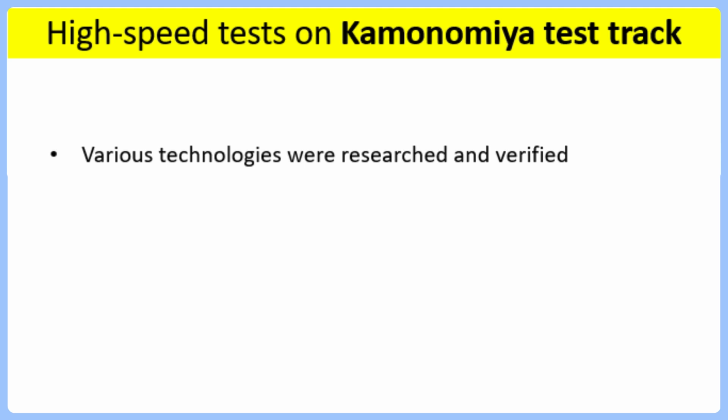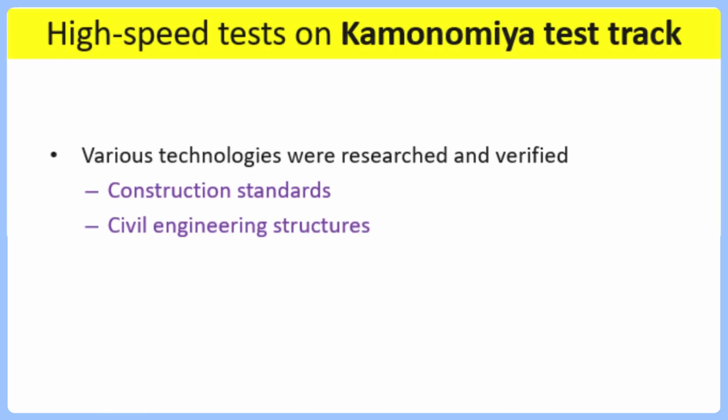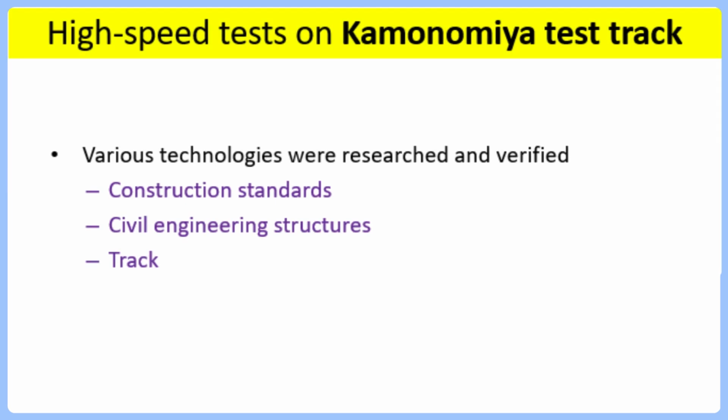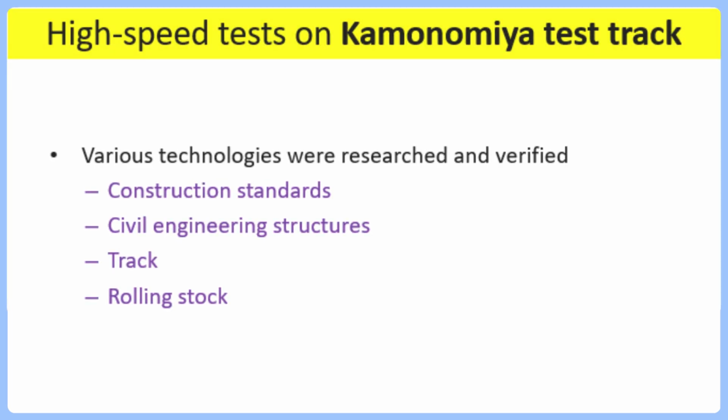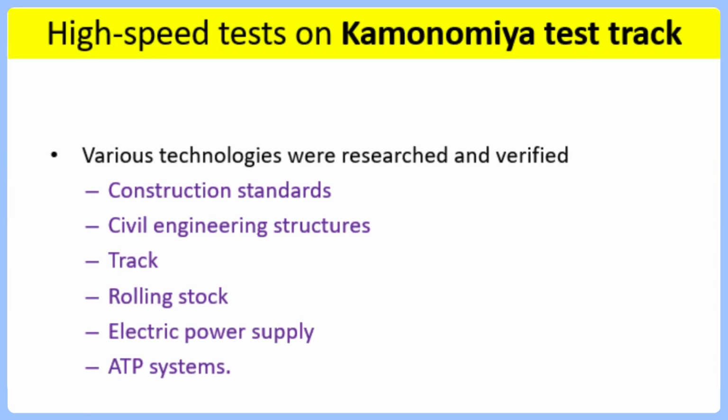JNR used the Kamonomiya test track for testing and verification of construction standards, civil engineering structures, track, rolling stock, electric power supply and ATP systems. This test track was about 30 kilometers long and used from 1960 to 1964. Later, it was incorporated into the main line.